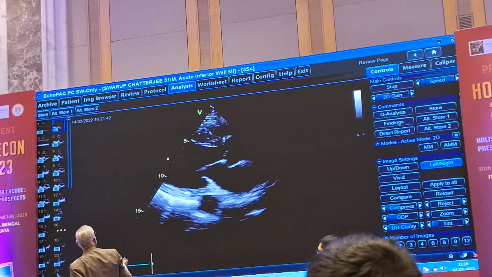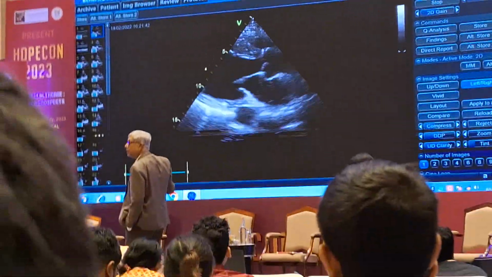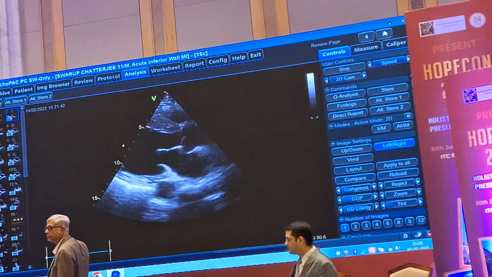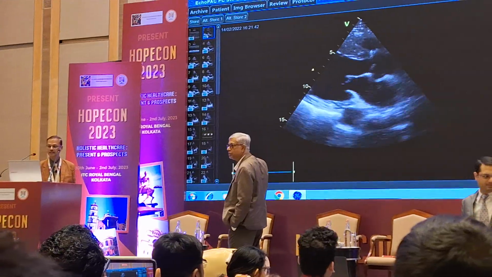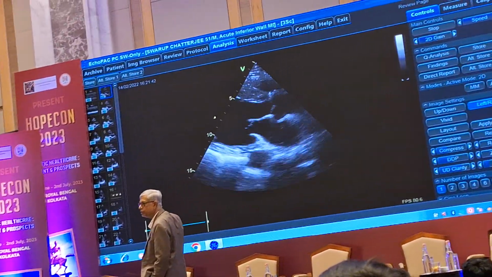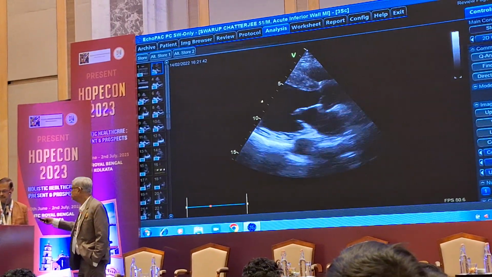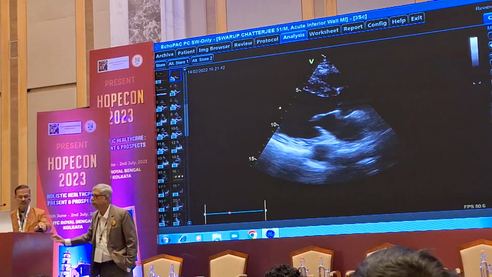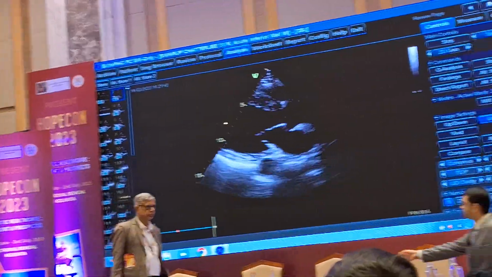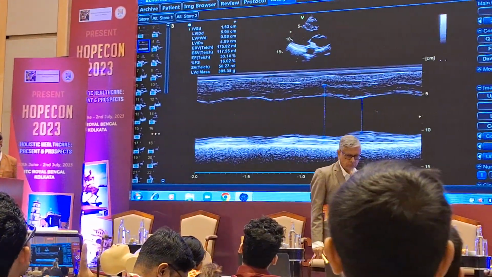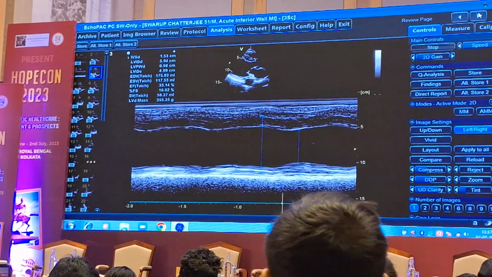So here you find the mitral valve opening is less. Is it mitral stenosis? No, the opening is less. So left ventricular end diastolic pressure is high. That's why the opening is less. Opening is less, see? Because stroke volume is less.